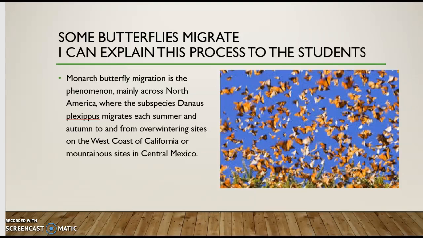It's actually a phenomenon that they migrate mainly across North America, and it says that the subspecies Danaus plexippus migrates each summer and autumn to and from overwintering sites on the west coast of California or mountainous sites in central Mexico. So we can even stretch this lesson a little and ask them if they know where these places are. You can show them on a map and it goes into geography. So that's a little more that you can work with.